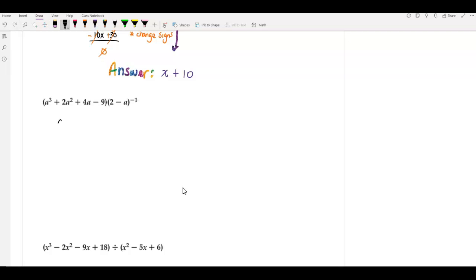When that happens, we have a cubed plus 2a squared plus 4a minus 9, all divided by 2 minus a. So now we're going to be dividing everything by that 2 minus a. However, we always want this in descending order. So 2 minus a is actually negative a plus 2. Our numerator stays the same.